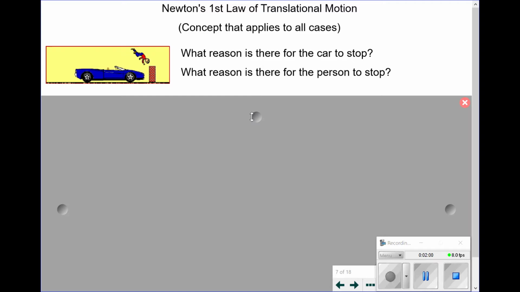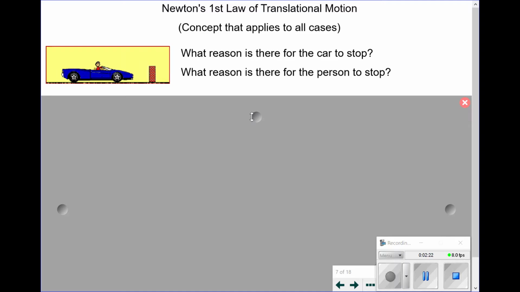I want to point that out because that's what you often hear. Someone wasn't wearing their seatbelt and they got thrown through the windshield. Is that really the case? So let's take a look first at the question, what is the reason that the car stops? That's pretty easy. There's a wall that's in the way.